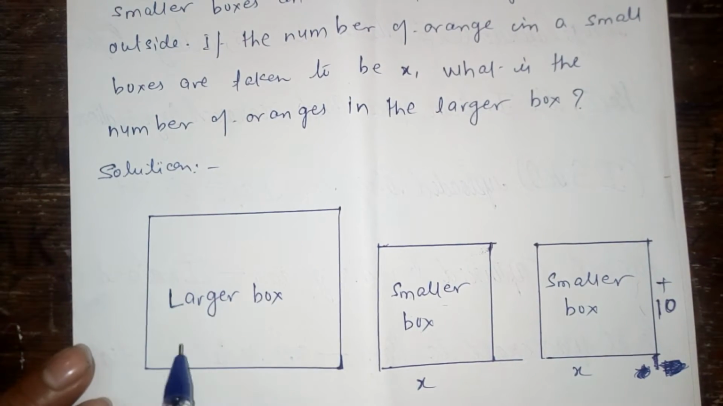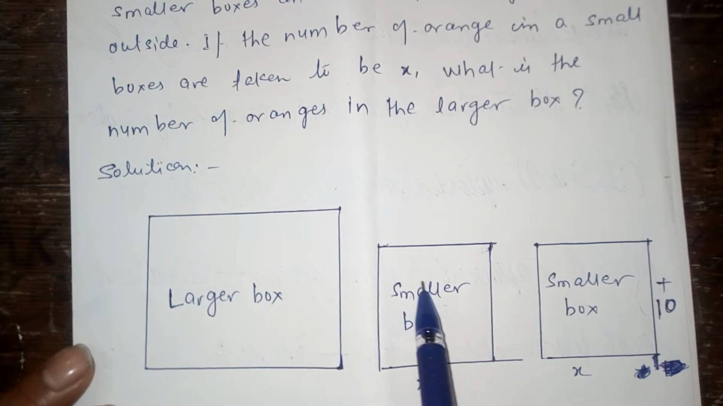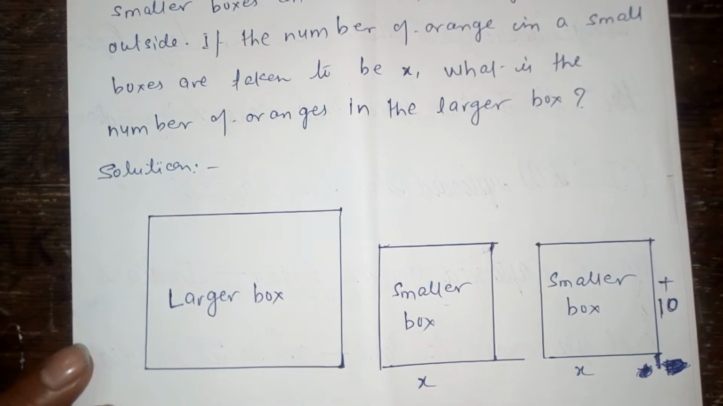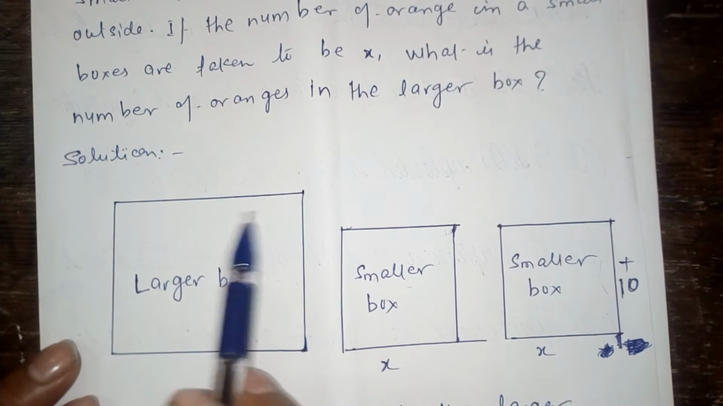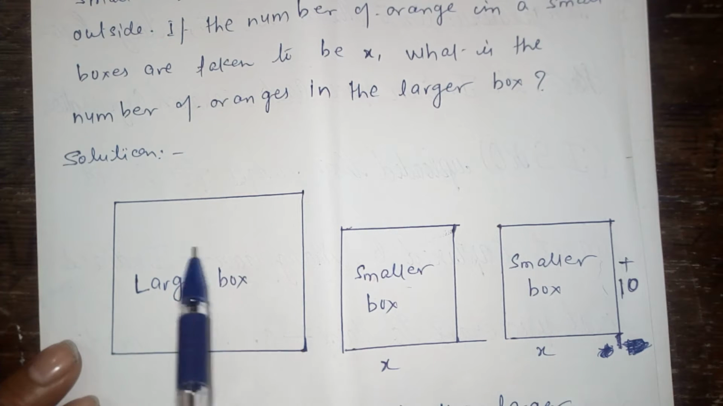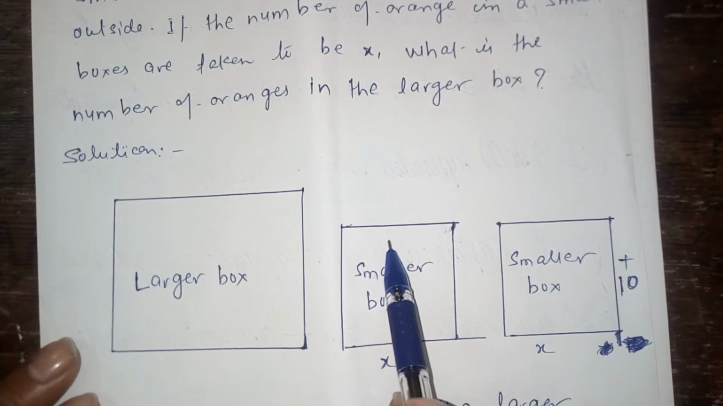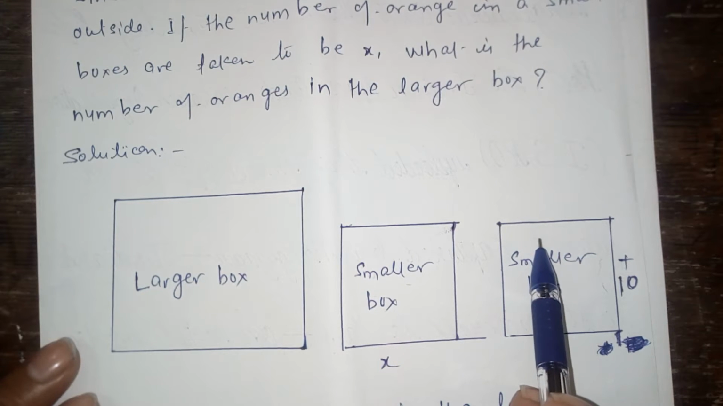Suppose this is one larger box. Now there are some oranges in this larger box, and according to the question, these oranges are to be transferred into two smaller boxes. So now look here, this is the one larger box, and oranges of this larger box are transferred into two smaller boxes. Suppose this is the first smaller box and this is the second smaller box.